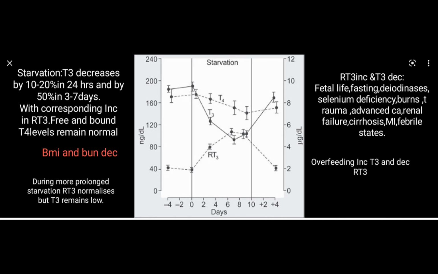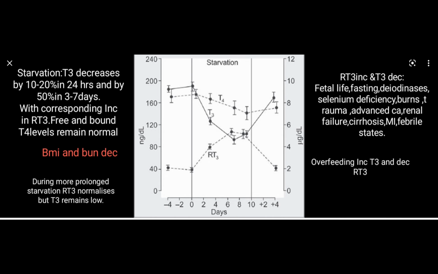So in starvation, T3 decreases by 10 to 20% in 24 hours. In the first 24 hours, it is almost constant. Then in the next 3 to 7 days, it decreases by about 50%, with the corresponding increase in the reverse T3. Free and bound T4 levels remain normal. And in case of starvation, as there is no food, so BMI and BUN are decreased.